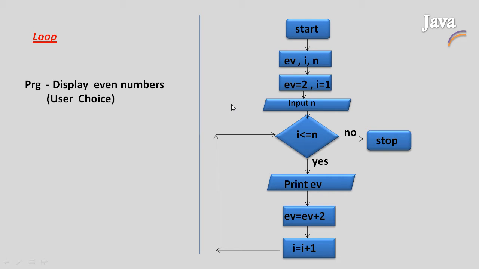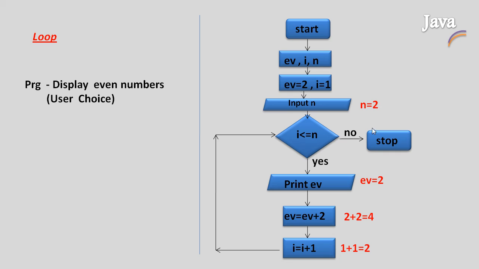Let us see. Now the value of n is 2. 1 less than 2, the condition is true. It will come to this yes part. The value of EV is what? 2. So 2 is going to print. Okay, then what is value of EV? It is 2. 2 is going to add with it. So 2 plus 2, 4. What is value of I? It is 1. 1 plus 1, it will be what? 2. The loop will carry on.